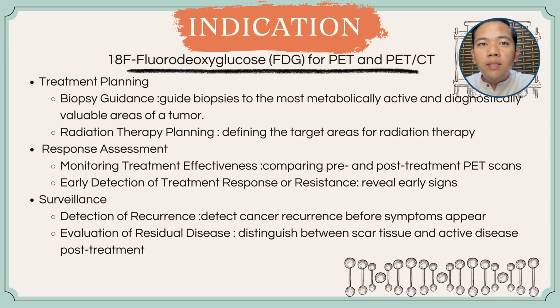For the surveillance, detection of recurrence after the treatment, regular PET scan can help detect a cancer recurrence before symptoms appear, or before other imaging techniques can identify it. The evaluation of residual disease, the PET scan can distinguish between scar tissue and active disease post-treatment, guiding further management.